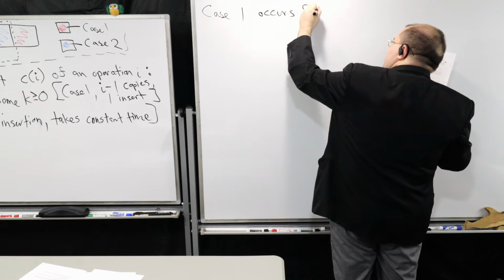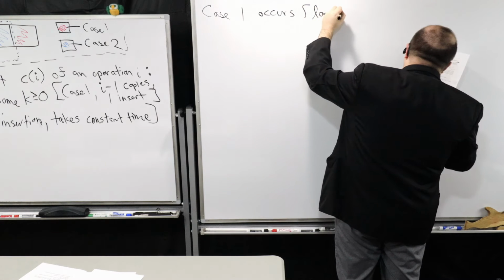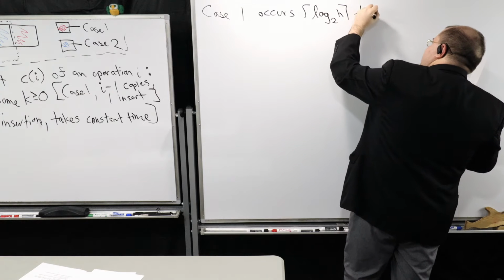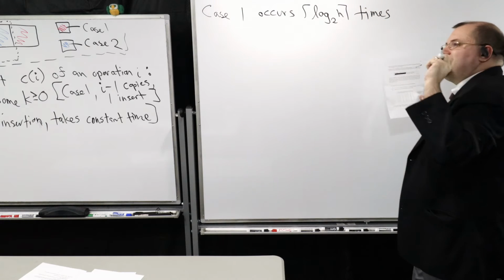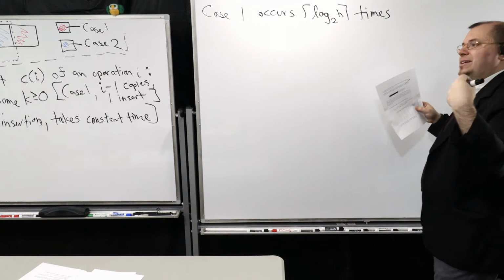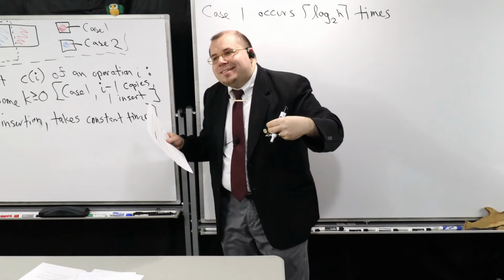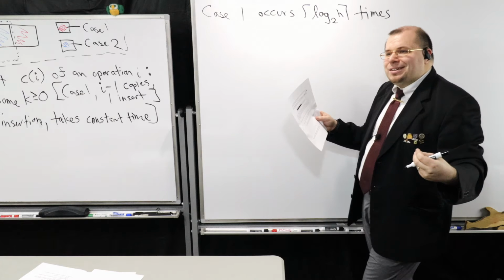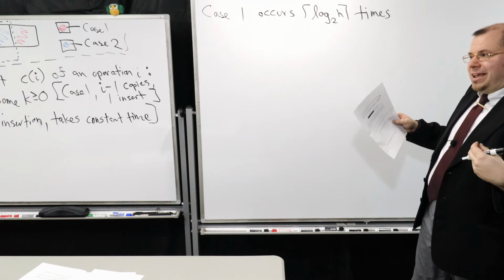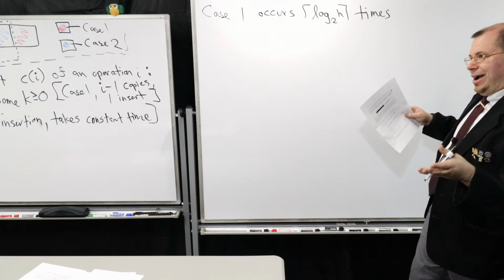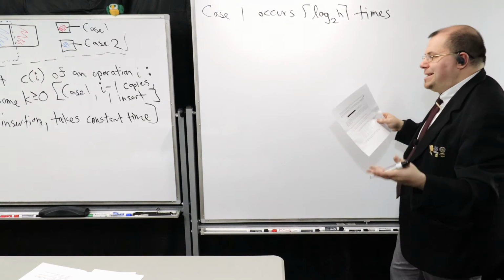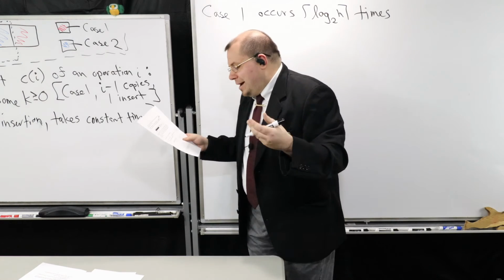It occurs the ceiling of log base 2 of n times. If you find yourself curious about why, remember, every time case 1 occurs, it happens just after it sits at a power of 2. So surely if I take a power of 2 and I just round it up, I'll know how many times it has to happen.